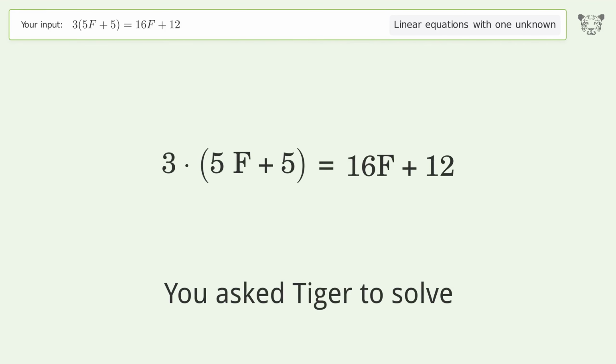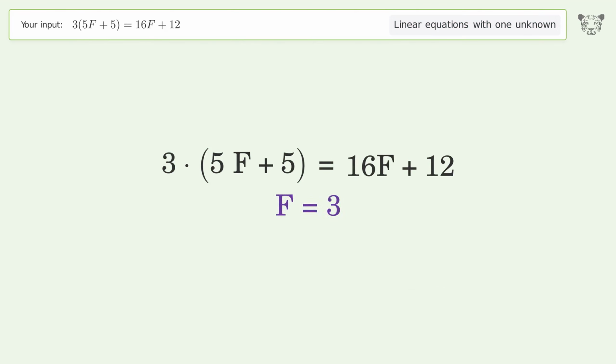You ask Tiger to solve this. This deals with linear equations with one unknown. The final result is f equals 3. Let's solve it step by step.